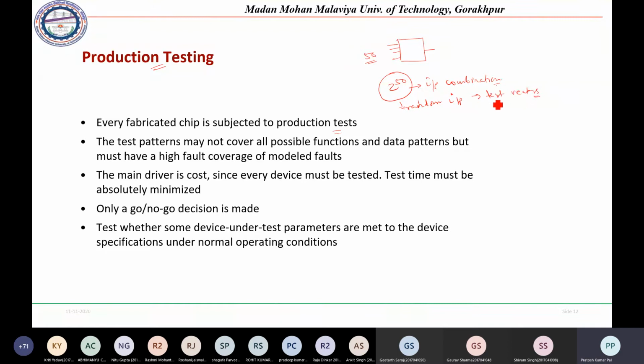The test with some selected test vectors will be used, and whatever output comes, we will check it, and if it gives the correct output, it will be passed. These test vectors should be selected such that they cover all the possible faults. We'll take some examples and check what type of test vectors are basically used.